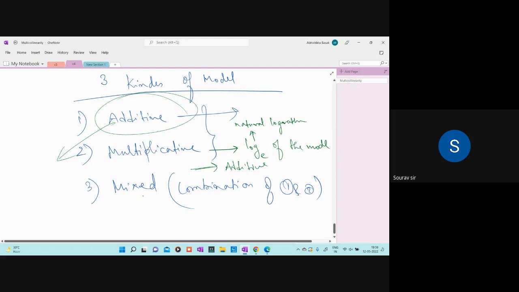And for the mixed model, we can use the log trick too, but it's very difficult to deal with. Preferably, in real life we use the additive and multiplicative models. We actually don't come across the mixed model much, because in the multiplicative model the range of the irregular components lies between 0 and 1, and in the additive model, in the long run, the sum of the irregular components is basically unity, that is 1. Okay, is it clear?